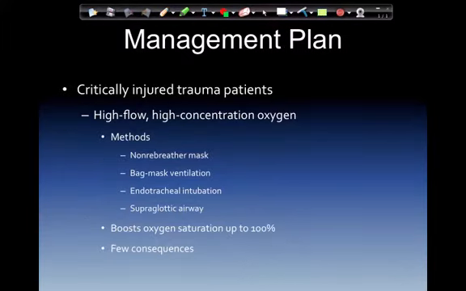Management plan. Critically injured trauma patients get high flow oxygen. Methods: non-rebreather mask, assist their ventilations with a BVM with oxygen reservoir if necessary, endotracheal tube intubation to secure the airway, and then a backup device of some sort, a supraglottic airway. All of these methods boost oxygen saturation to 100%, supersaturating what you have available on hand. If the patient is in hemorrhagic shock, that will bridge time.